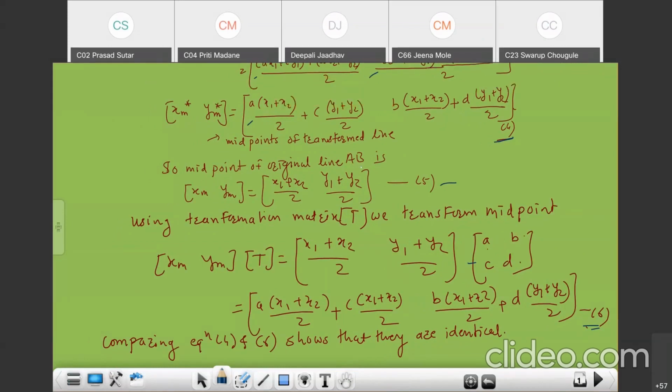The original and transformed lines correspond with each other. So consider an example here, one simple example we will see here.